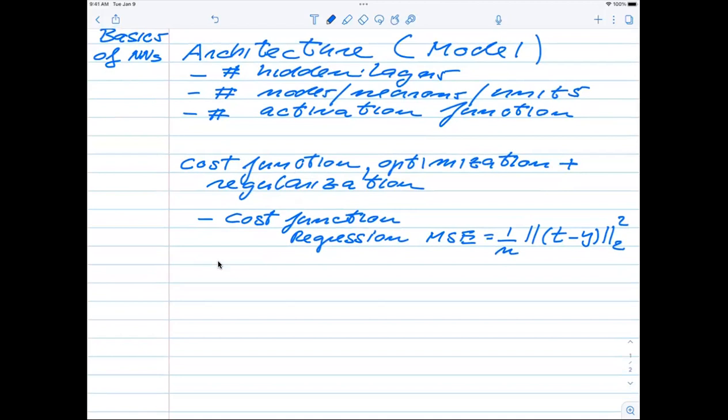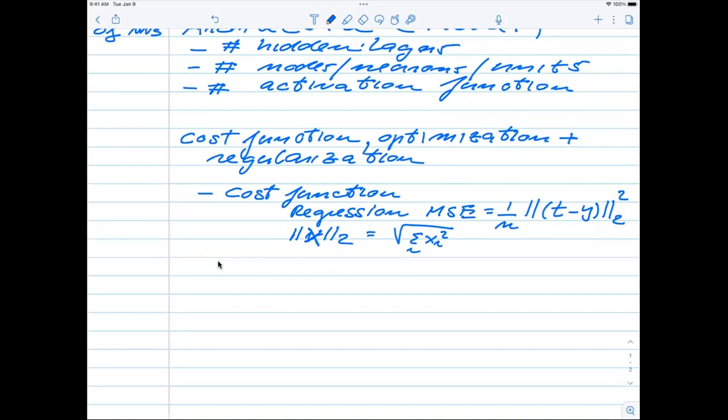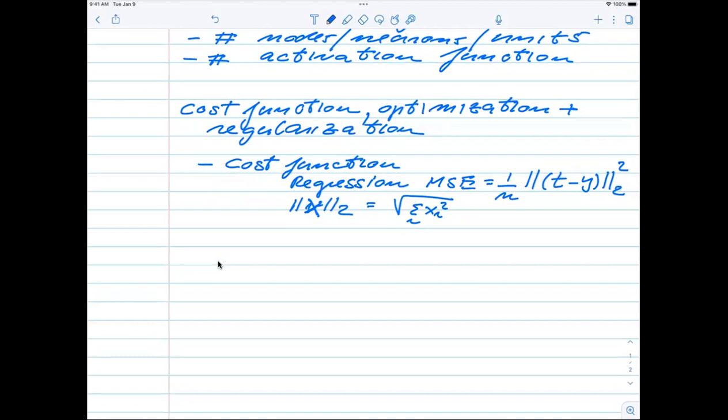Let me quickly remind you of the norm 2 of a vector. Often people are a little bit sloppy, but this would be given by the square root of the sum over i of x_i squared. Let me just repeat that in case you've forgotten, over all the elements. So this is the norm 2, and if you square it, it is just the elements of a vector, so vector x dotted with vector x. So if you do a regression, the typical cost function would be the mean squared error, where t is the target, the values we want to reproduce, and the y's here are the model outputs.